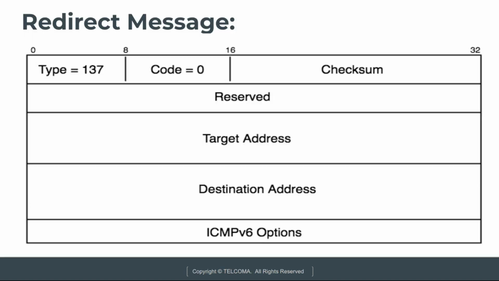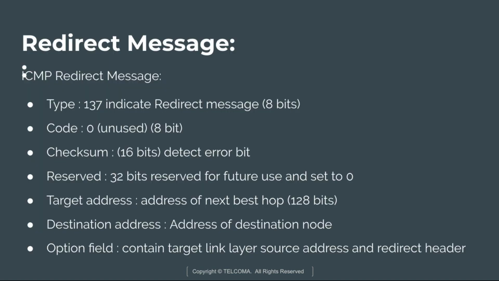This is the format of the redirect message. It consists of the type field, code field, checksum field, a reserved field, target address, destination address, and lastly the ICMPv6 option. The type field has the value 137, which indicates a redirect message, and it is 8 bits long. Code is equal to 0, which indicates this field is unused, and it is 8 bits long. The checksum is used to detect errors and is 16 bits long. The reserved field indicates that these bits are reserved for future use and set to 0.